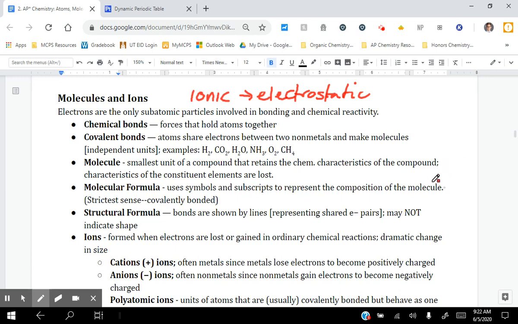A molecule is the term we use for the smallest unit of a compound that retains the chemical characteristics of that compound. Characteristics of the constituent elements are lost. So what that means is by combining carbon and 2 oxygens together, we get a gas in the form of CO2, whereas before, carbon itself is usually a solid and oxygen on its own is usually a gas.